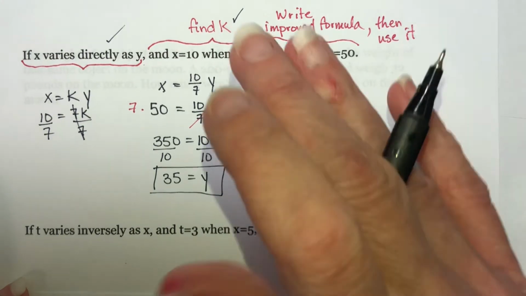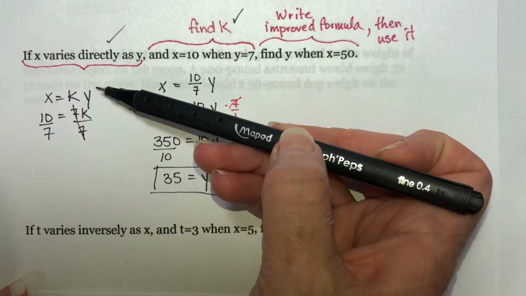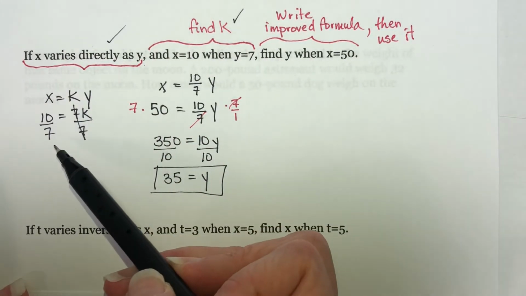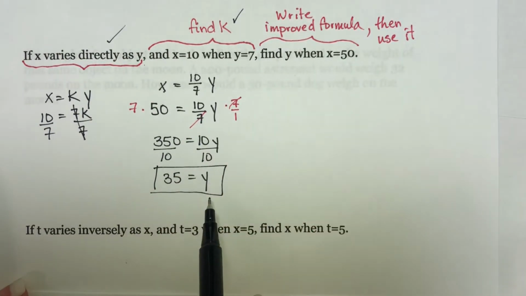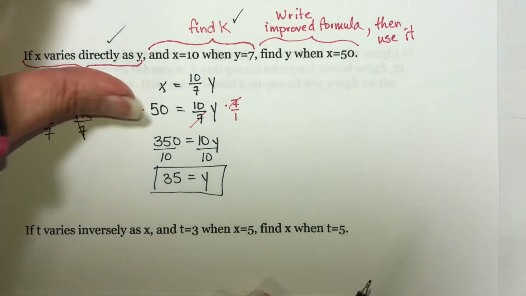Okay? On all of these problems, you will be given enough information to write a general formula. Then you will be given enough information to find your constant. Then you rewrite your problem, and then you'll be asked to use it. And the final thing is what you're looking for here. Okay, so let's work another one.